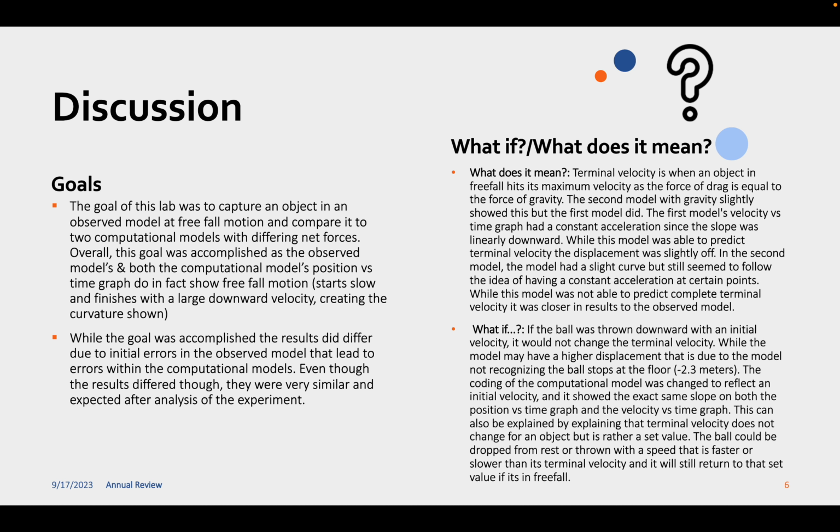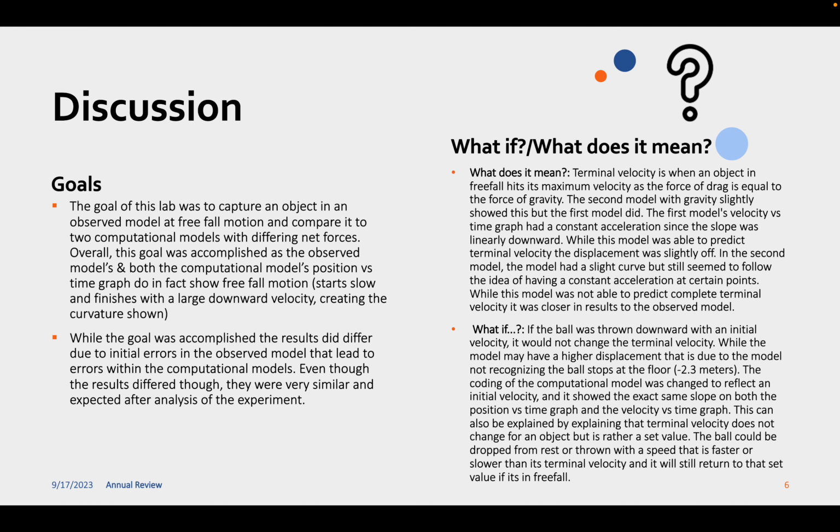This was slightly seen in the first model because there are points where the velocity was linearly downward in slope, but it didn't really follow it perfectly. And in the second model, it didn't follow it at all. Actually, the velocity versus time and the position versus time had a very similar curvature. But again, each model didn't predict terminal velocity in my case.